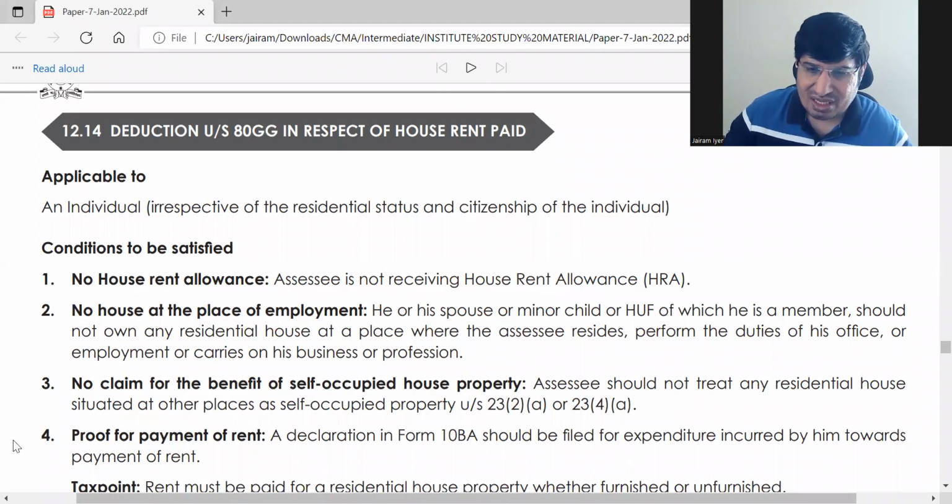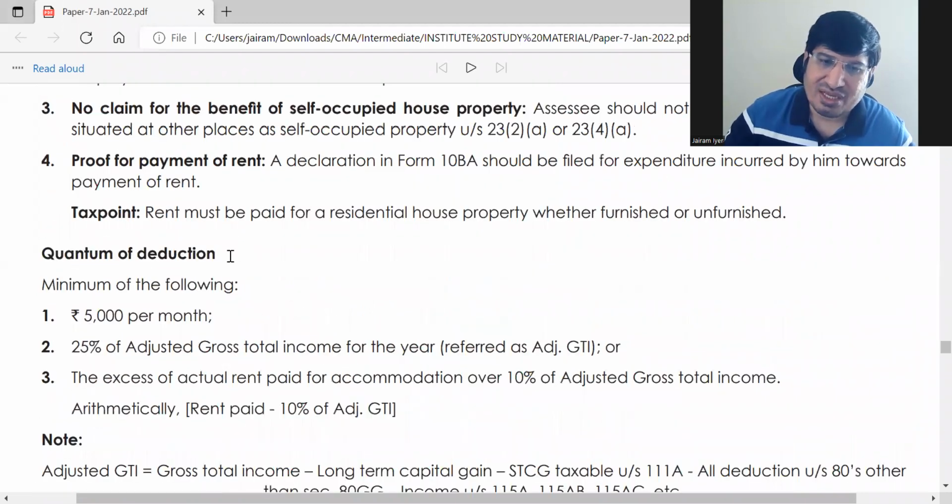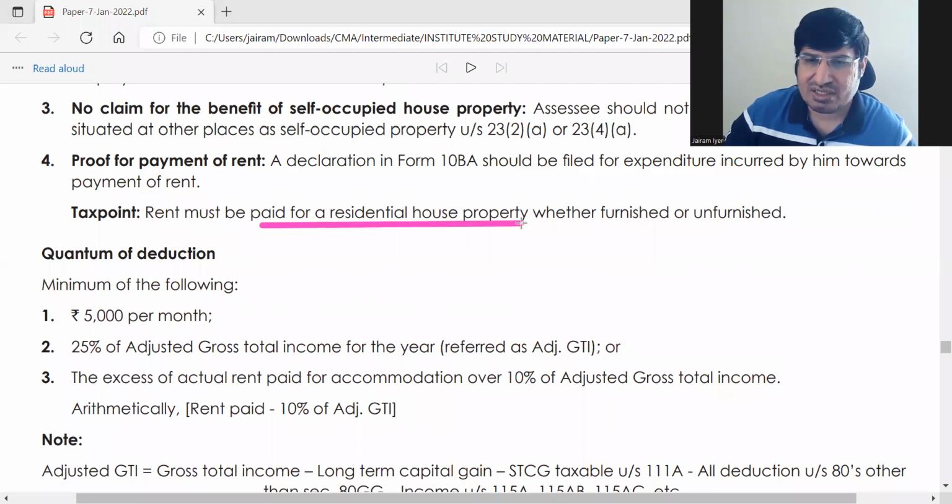Chalo, and rent must be paid for a residential property, not for office property. This is for residential property deduction, not for office property.